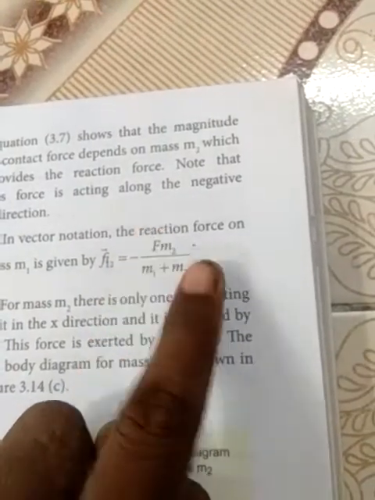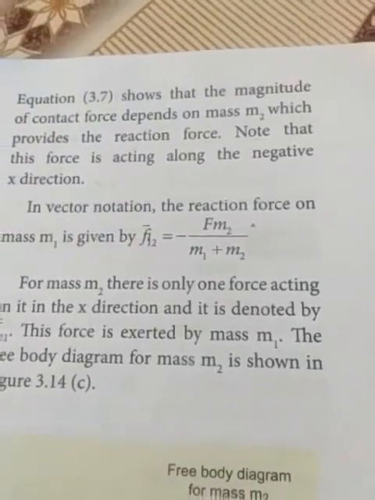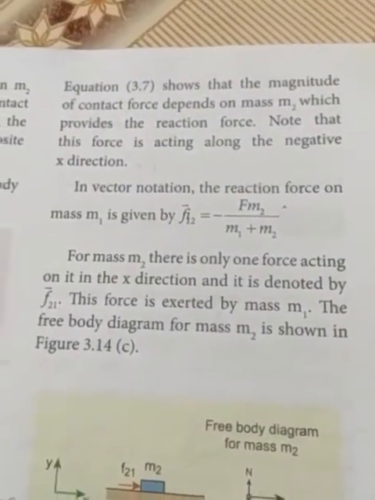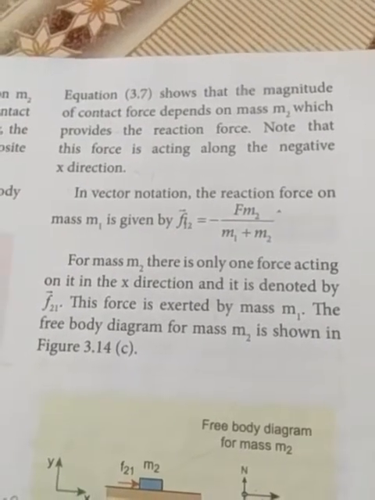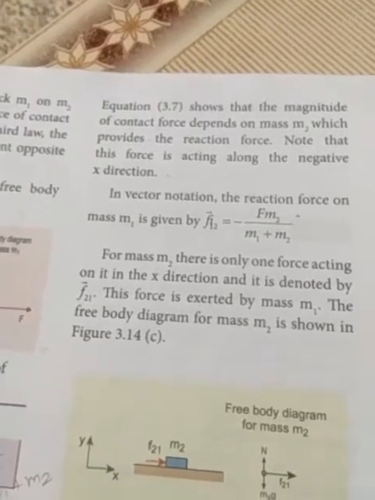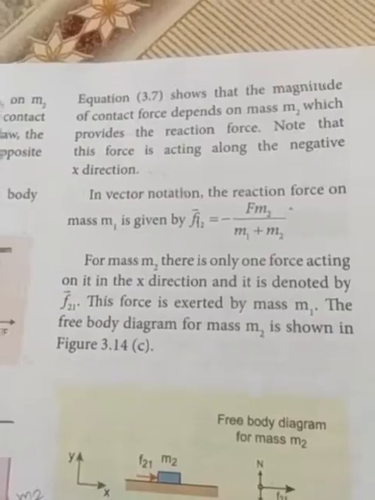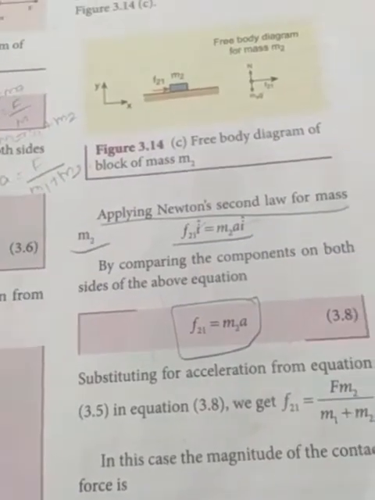F12 vector equals minus F m2 divided by m1 plus m2. For the mass m2, there is only one force acting in the x direction, denoted by the F vector 21. This force is exerted by mass m1. The free body diagram for the mass m2 is here. Next, applying Newton's second law to the mass m2.